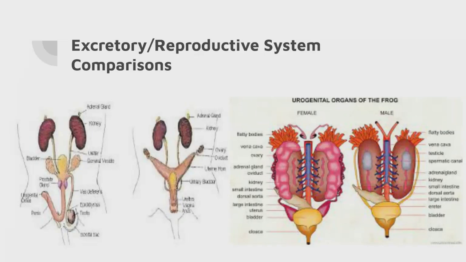The ureters connect to the kidneys and lead to the bladder. The ureters are the tubes that move the urine from the kidney to the bladder, and the bladder is a single structure that stores urine before excretion, which is leaving the body. In males and females, the urethra are in different locations.